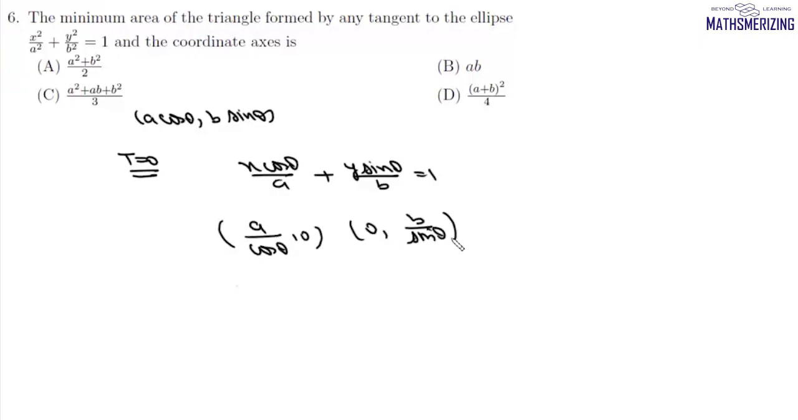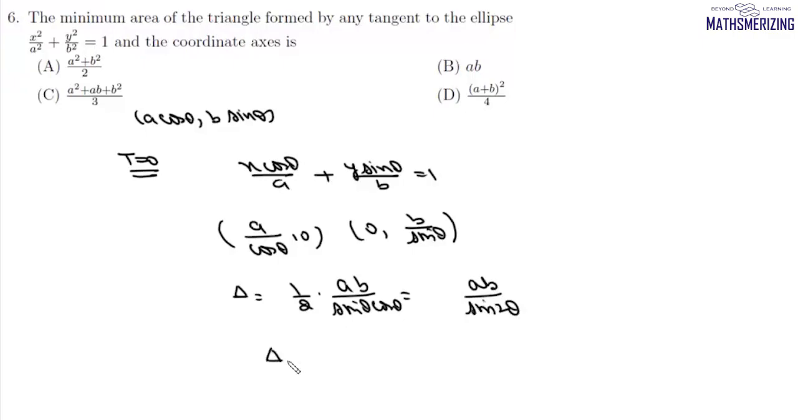Now if we look at intercepts, the intercepts will be a upon cos theta comma 0 and 0 comma b upon sin theta. Now the area of this triangle formed by the coordinate axes and this tangent will be given by 1 by 2 ab upon sin theta into cos theta. So it will be ab upon sin 2 theta.